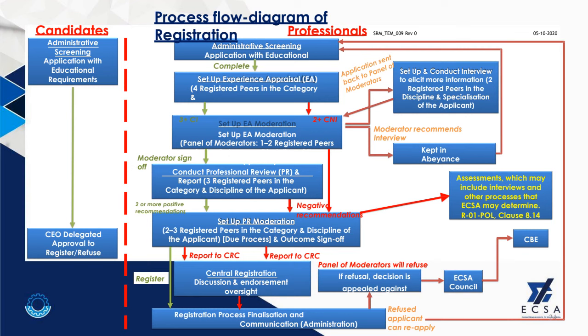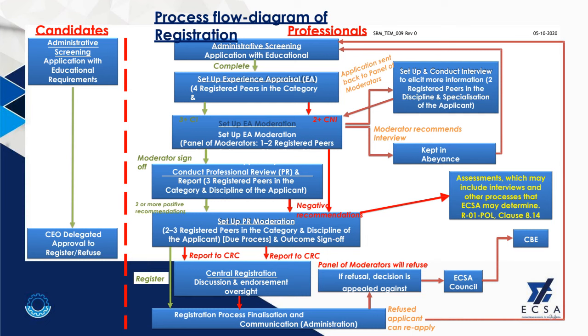At the professional review, the applicant will meet three reviewers. At times, but the policy allows for two reviewers as well, in cases where the third one is unable to attend. But the three reviewers in an ideal situation will interview at the professional level, which is compulsory, will interview the applicant to verify that what is on the application form on paper, assessed by the four assessors and moderated by the one moderator, is the true reflection of the experience of this candidate or the applicant.